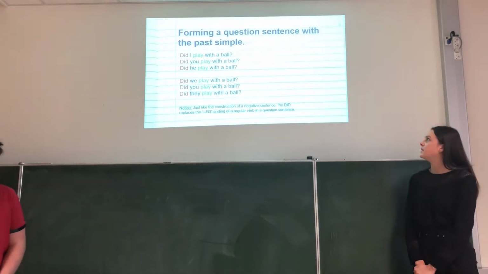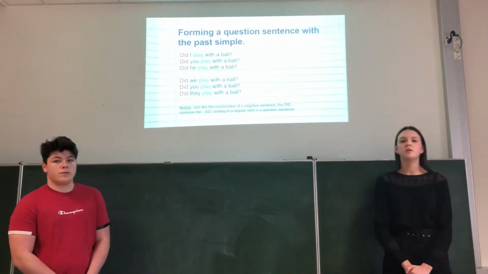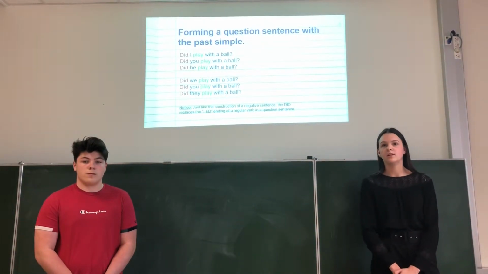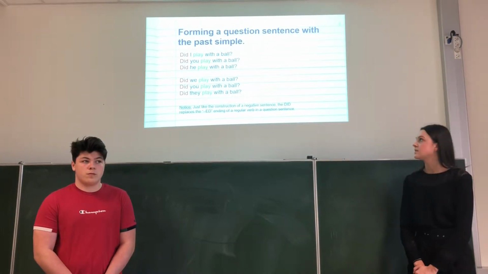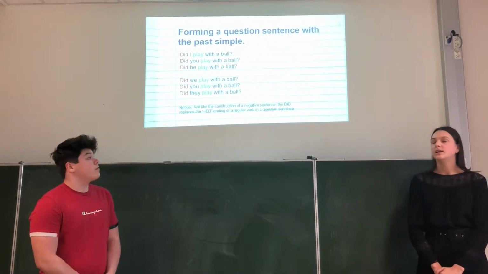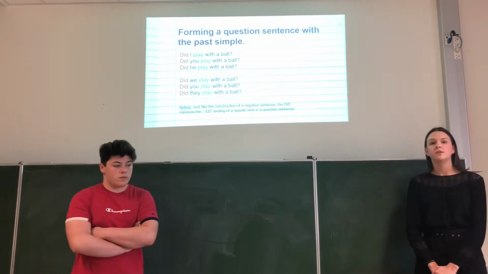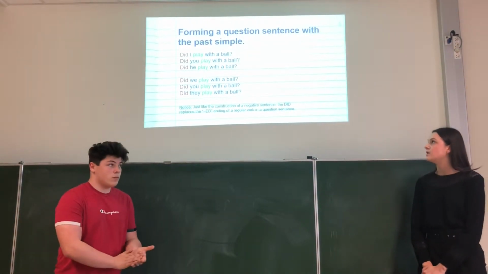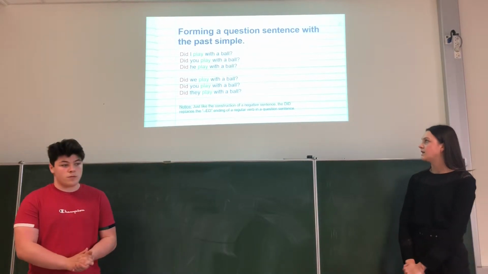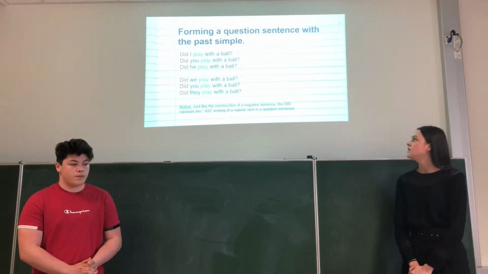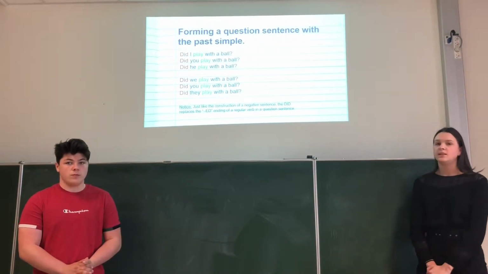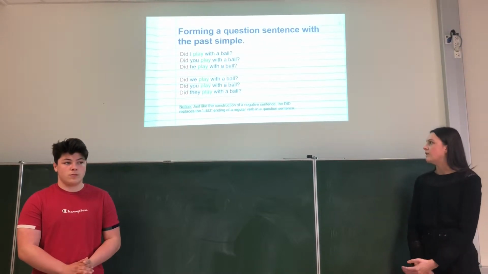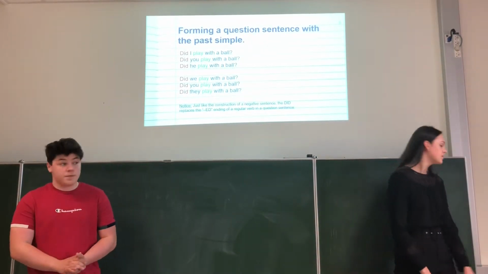So how do you form a question with the past simple? You also need the verb to do, but in the past simple tense, which is did. And then you just need the bare infinitive, in this case play. And then you get: did I play with a ball, did you play with a ball. And just like the construction of a negative sentence, the did replaces the -ed ending of a regular verb in the question sentence.